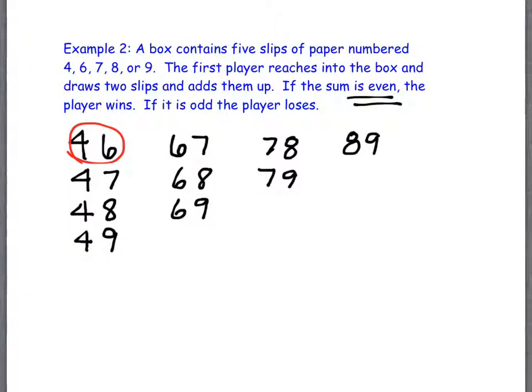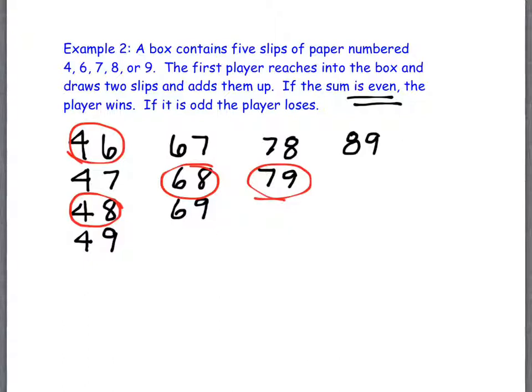4 and 6. What else? 4 and 8. 6 and 8. 7 and 9. Any others? 7 and 8 is 15. Oh, so we got one in there we shouldn't have. Okay. 7 and 9 works though, right? Oh, we're going to do that in a minute. Oh. Okay, is that all of them?